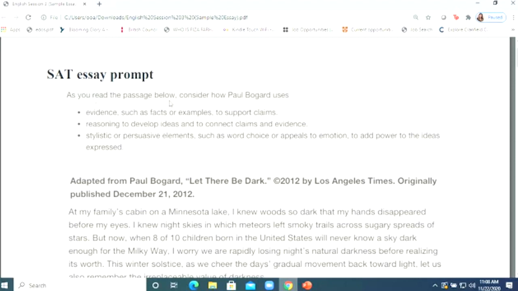So as you read the passage below, consider how Paul Bogard uses evidence such as facts or examples to support claims, reasoning to develop ideas and to connect claims and evidence, stylistic or persuasive elements such as word choice or appeals to emotion to add power to the ideas expressed.